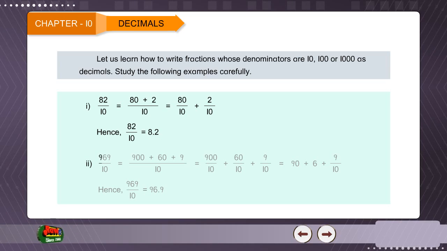2. 969 by 10 is equal to 900 plus 60 plus 9 by 10 is equal to 900 by 10 plus 60 by 10 plus 9 by 10 is equal to 90 plus 6 plus 9 by 10. Hence, 969 by 10 is equal to 96.9.